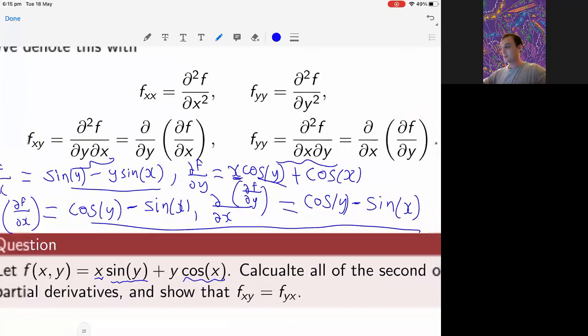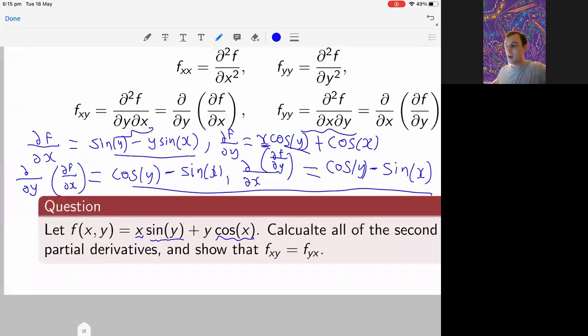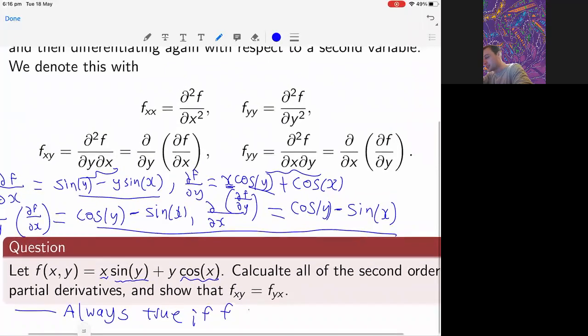So this is nice. These two things happen to be the same thing. This is not a coincidence. It turns out that the fact that it doesn't matter which order you differentiate things, it's always true if f is sufficiently well behaved.